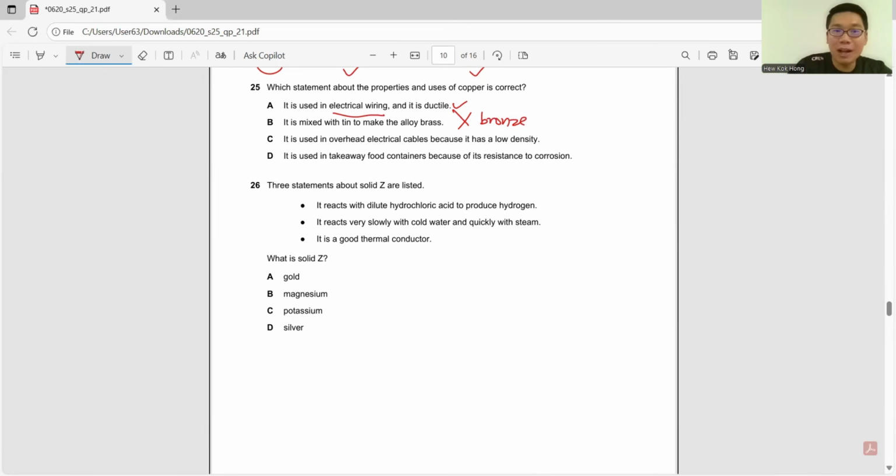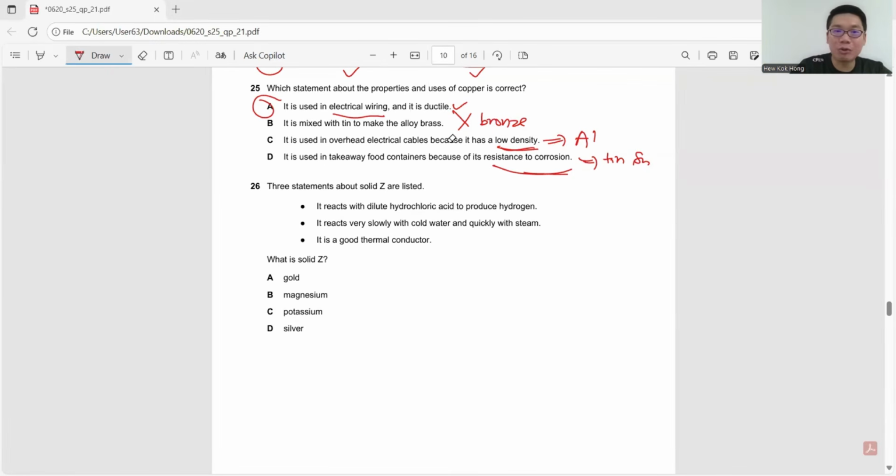It is used in overhead electrical cables because it has low density. Low density is for aluminium. It is used in takeaway food containers because of its resistance to corrosion. This is tin. So the answer is only A.